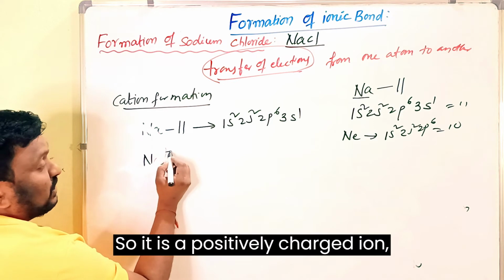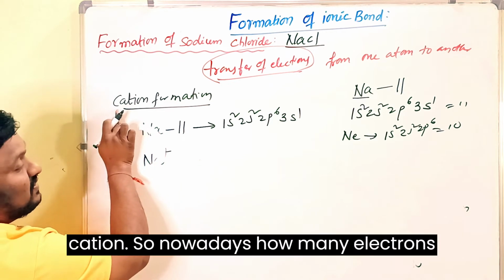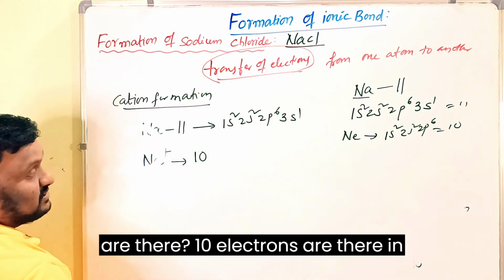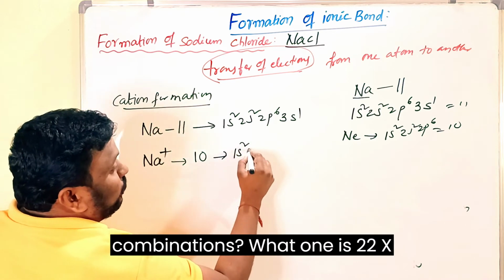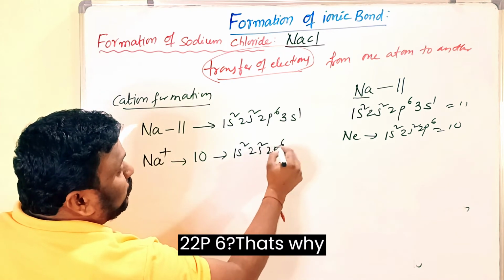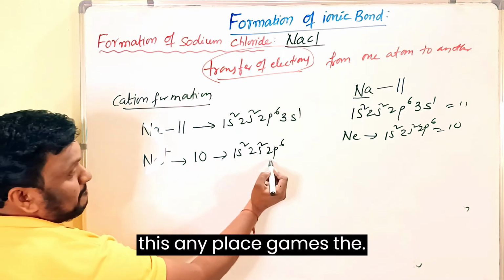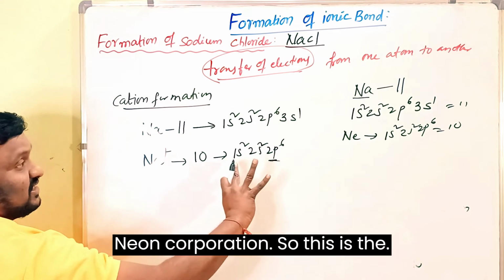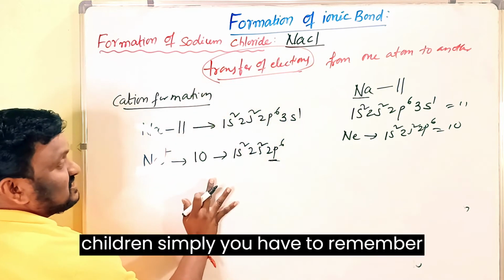So it is the positively charged ion. The positively charged ion is called cation. So now, how many electrons are there? 10 electrons are there. 10 electrons, 11 protons. Then its configuration is what? 1s2, 2s2, 2p6. That's why this Na plus gains the neon configuration. So this is the cation formation in case of NaCl children.